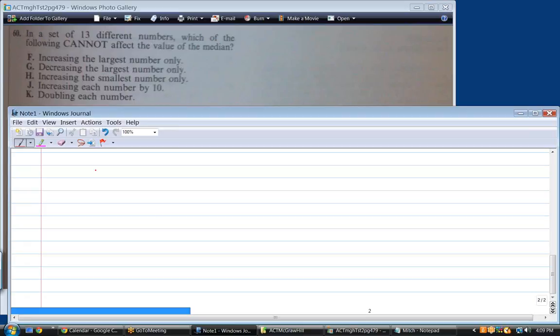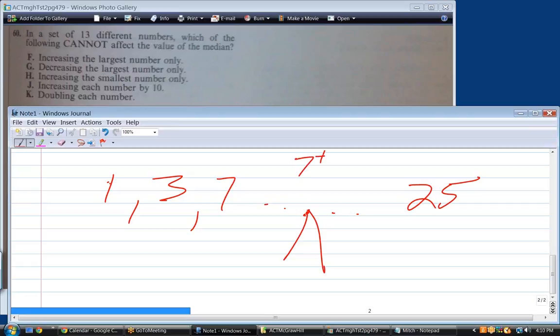Let's say I had a group of numbers that was 1, 3, 7, up to 25. And there's 13 numbers. Well, the median number is which number? The middle one, so the 7th number. Yeah, 7th. So the 7th number is my median. Now, if I increase the largest number only, is that going to affect the median? No. No, not at all. So it seems like that has to be the answer.